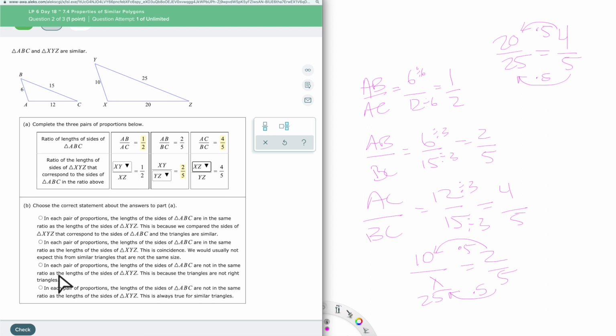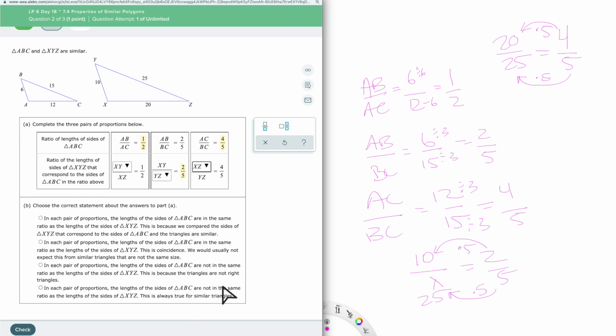In each pair of proportions, the lengths of the sides of a triangle ABC are not the same ratio as the lengths of the sides of XYZ. Well, we already know that's not true. We can see that the ratios are the same. We match them up. In each pair of proportions, the lengths of the sides of ABC are not the same. So again, I hear not the same.